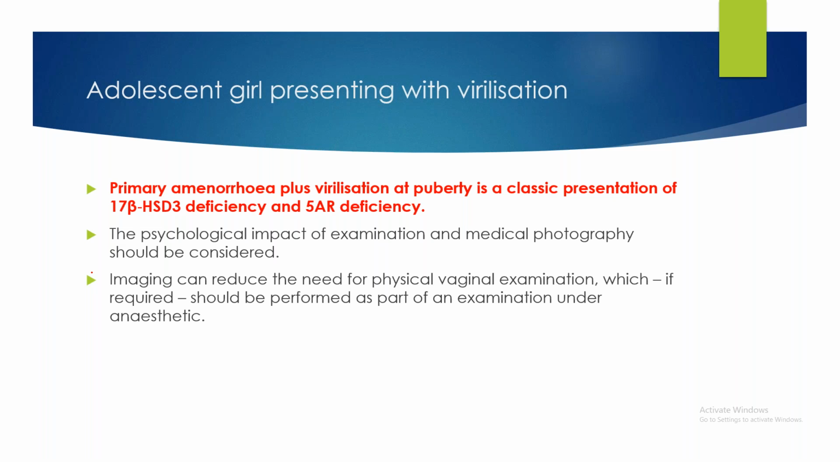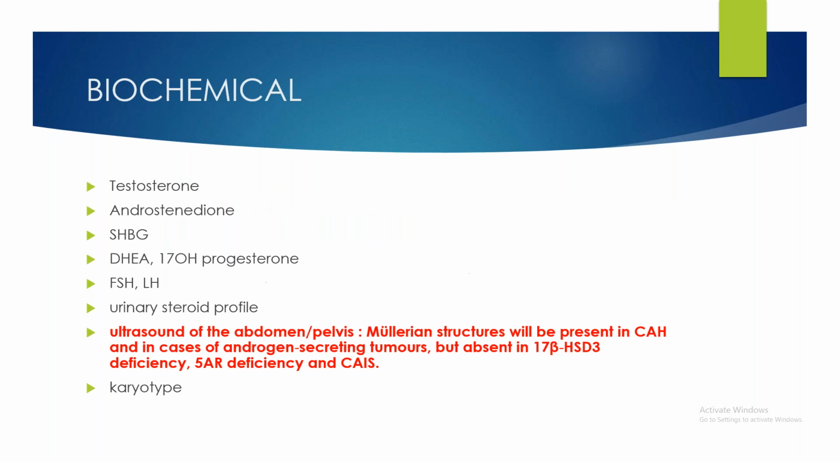So here you have to do the examination and history taking very sensitively. The biochemical investigations required are testosterone, androstenedione, SHBG, DHEA and 17-hydroxyprogesterone, FSH, LH, urinary steroid profile, and ultrasound of abdomen and pelvis.